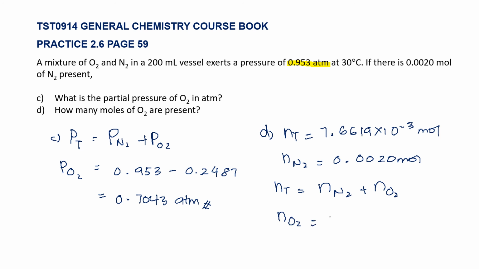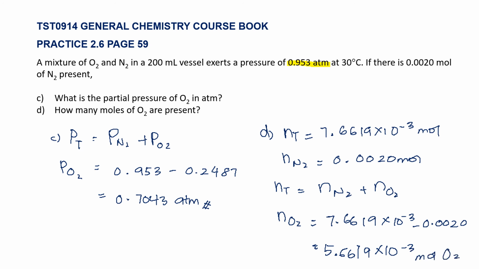So NO2 is 7.6619 times 10 to the power of negative 3 minus 0.0020 mole. Therefore, the answer will be 5.6619 times 10 to the power of negative 3 mole of O2. That's all. Thank you.